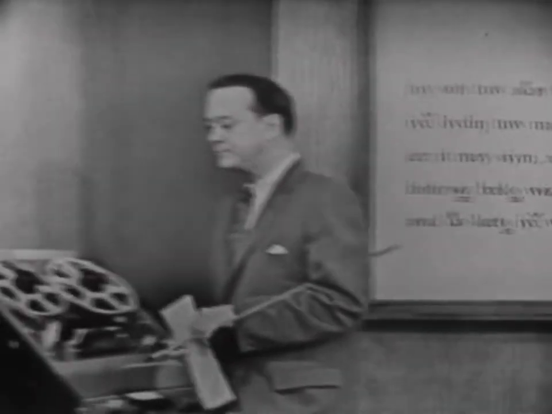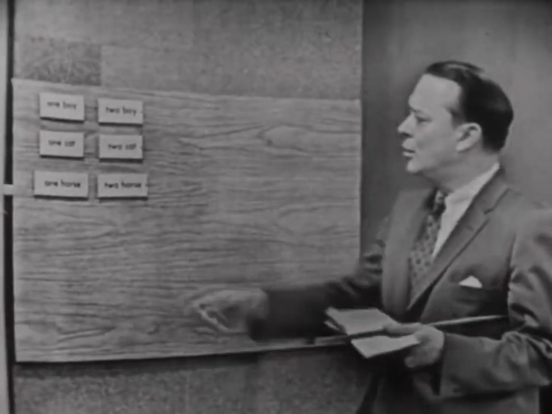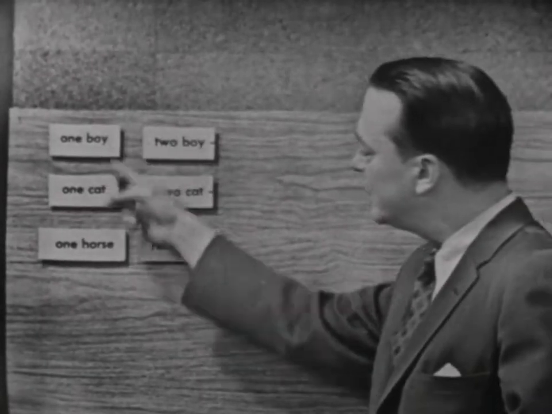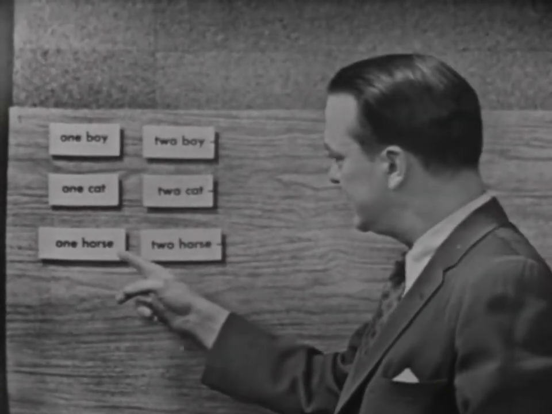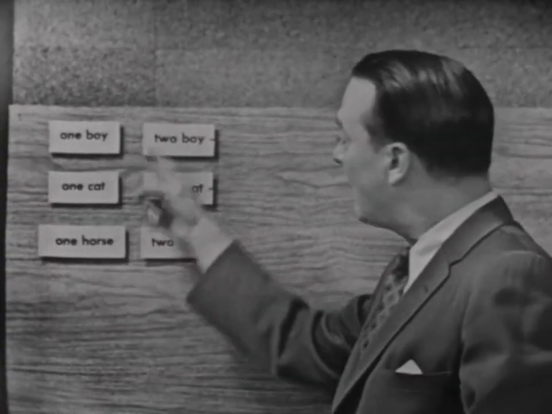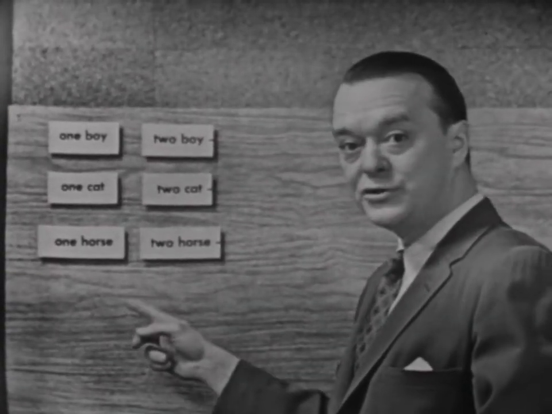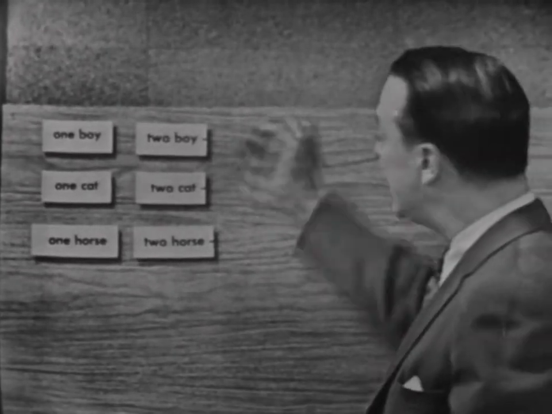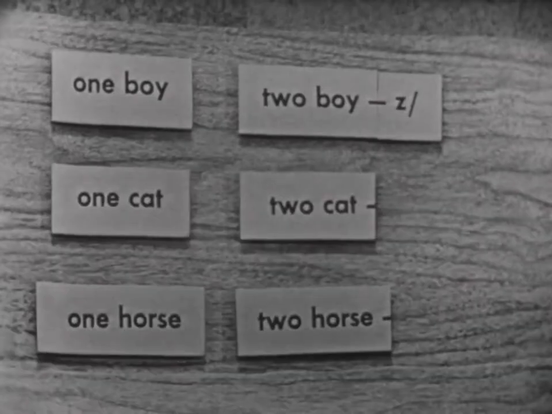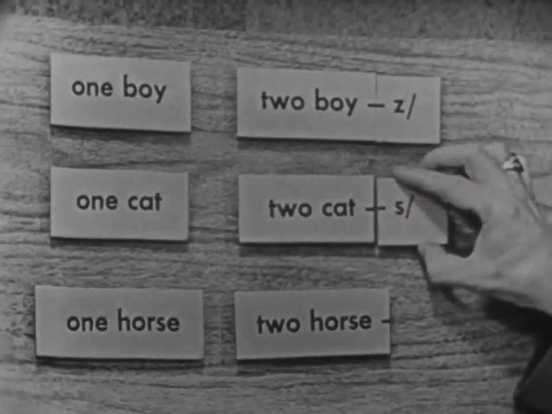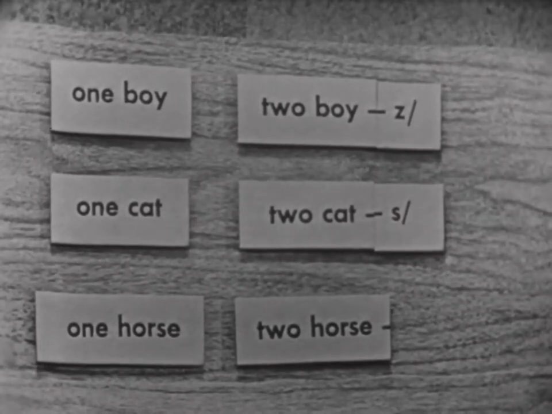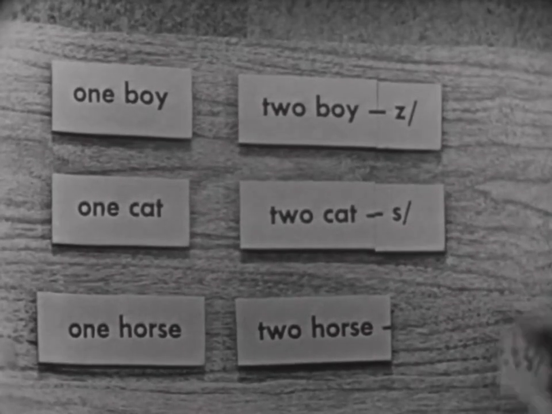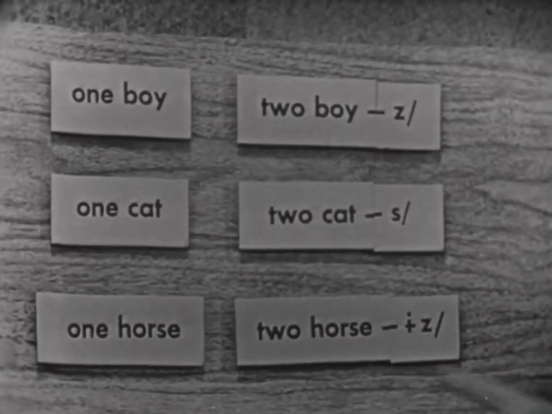Let me show you what I mean. For instance, here we have the word boy, the word cat, and the word horse. These words that we were just looking at from our sentences with one in front of them. Now, when two occurs in front of them, the word two, in this particular distribution frame, notice what happens. One boy demands a Z phoneme, two boys. One cat, when you put two in front of it, it demands an S, two cats. And in the case of horse, what we get is two horses, a barred IZ.